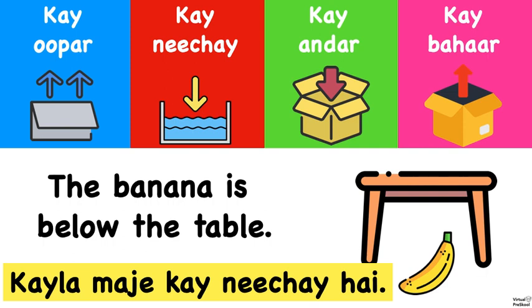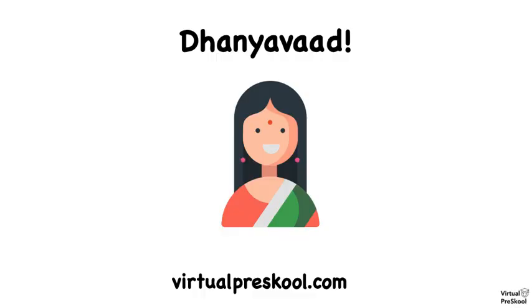And if you didn't know that table is mej, that's okay. You can just say the word table, no worries. So, kela, mej ke niche hai.